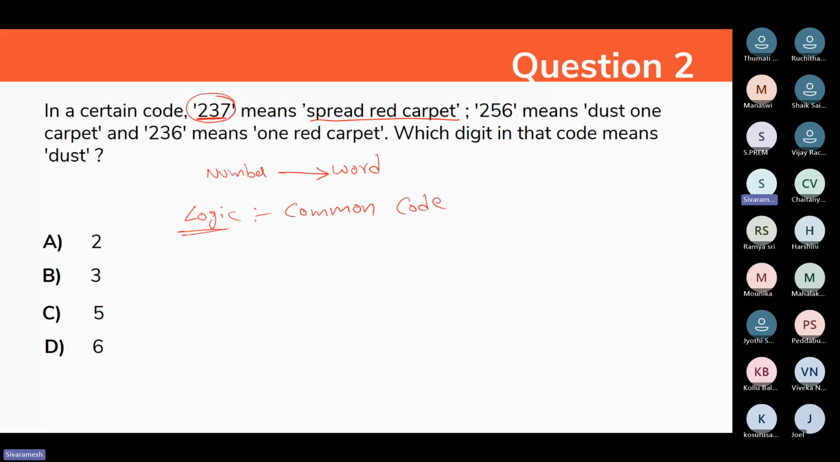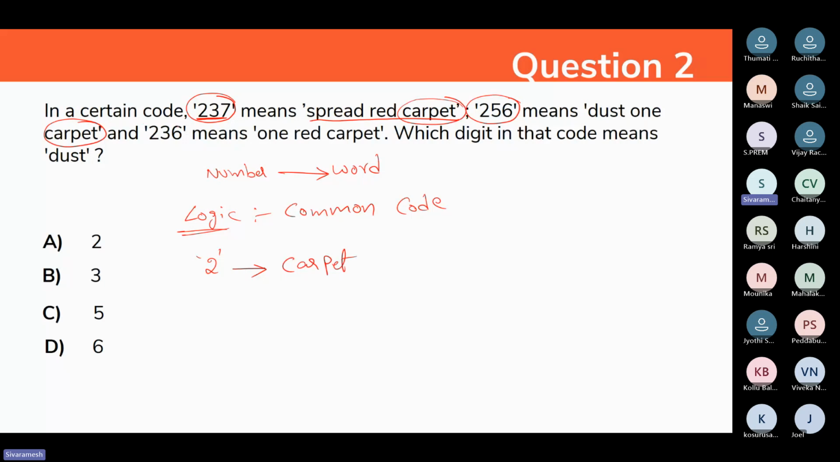So it is based on common code logic. Here, if you observe 237, in the second line also you will be having 256. What is common in the code? 2. So 2 is common, and if you observe the statements, spread red carpet, dust one carpet, now I can easily find it out. Carpet is the common word in the first and second statement, and 2 is a common number. So I can say that 2 means carpet. Likewise, you have to understand common code.